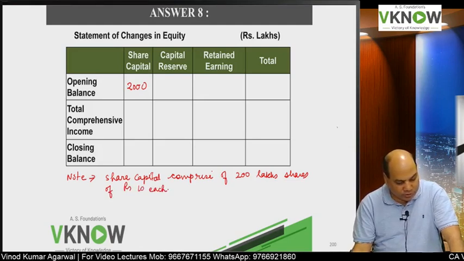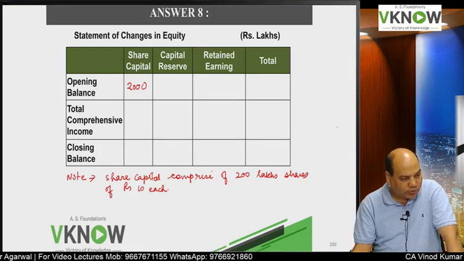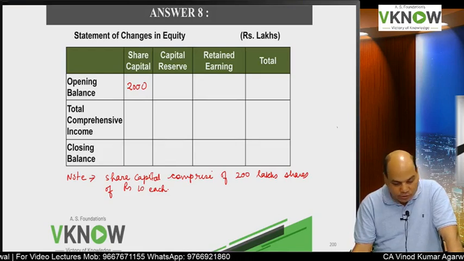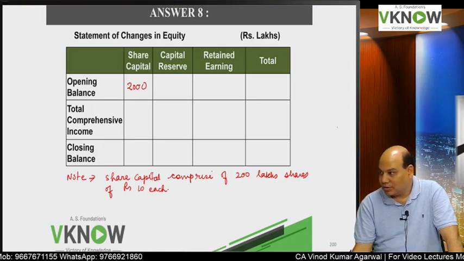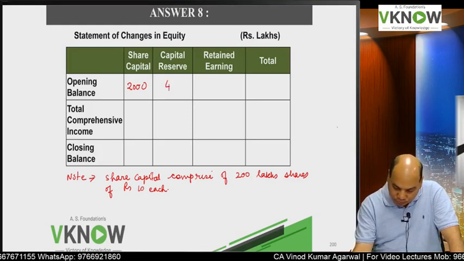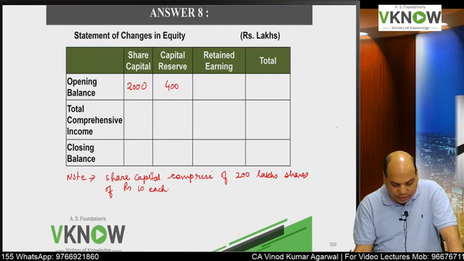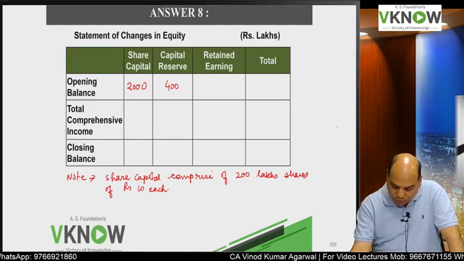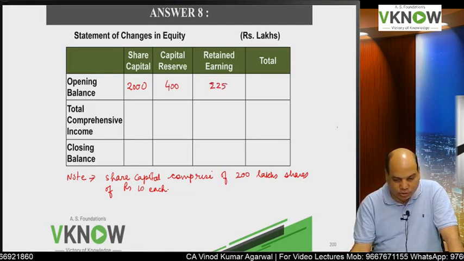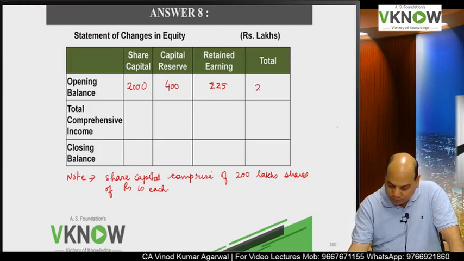Then the next item is reserve and surplus, note number 1. Go to note number 1 in the question. What is written there? Capital reserve. So do we have a column for capital reserve? Yes. The question is not clear whether it was an opening balance or created in the current year. So what will we assume? Opening balance. And retained earnings, opening balance 225. Okay. Can you give me the total of these 3 items? 2625.